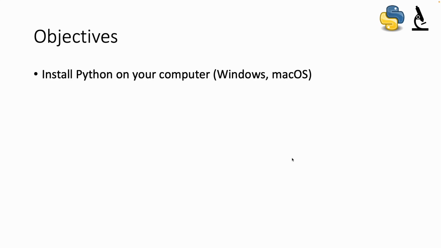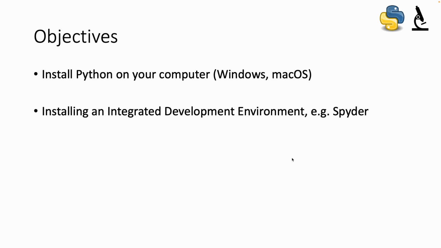What are the objectives of this video? So first of all, we want to install Python on your computer, either Windows or macOS. Install an integrated development environment, for example Spyder, and write and run your first script.